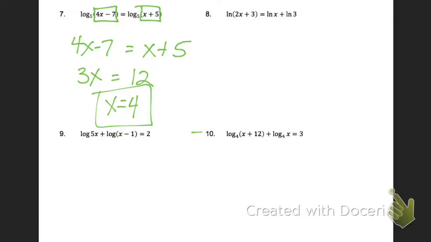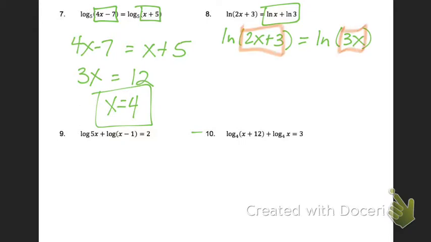Number 8 has a log on both sides. However, I need to condense the right side. So if I condense the right side, what would that look like? ln of what? 3x. Then from there, now I just have one single log on both sides. I can set them equal to each other. So x equals 3.